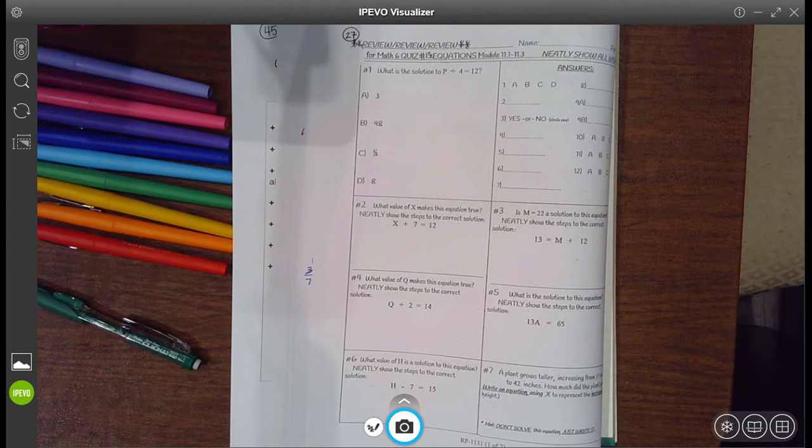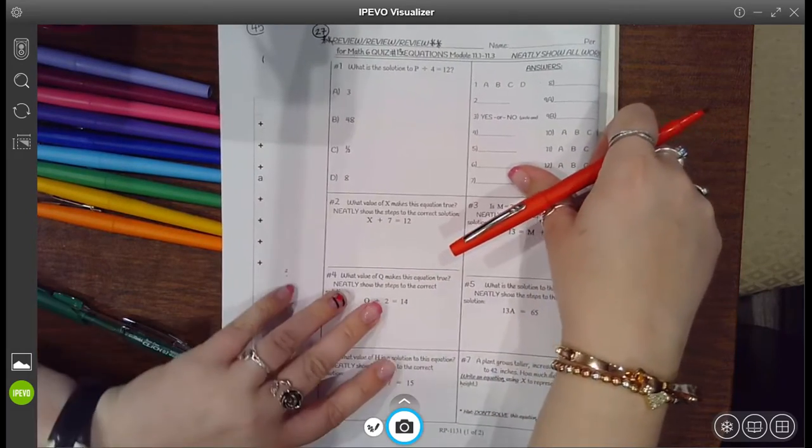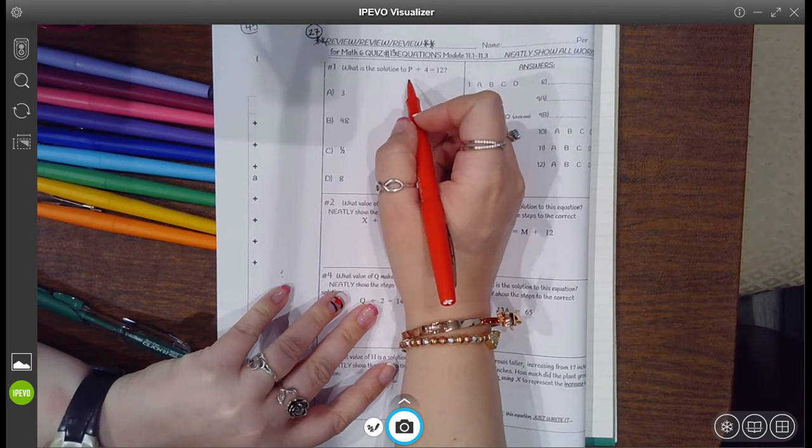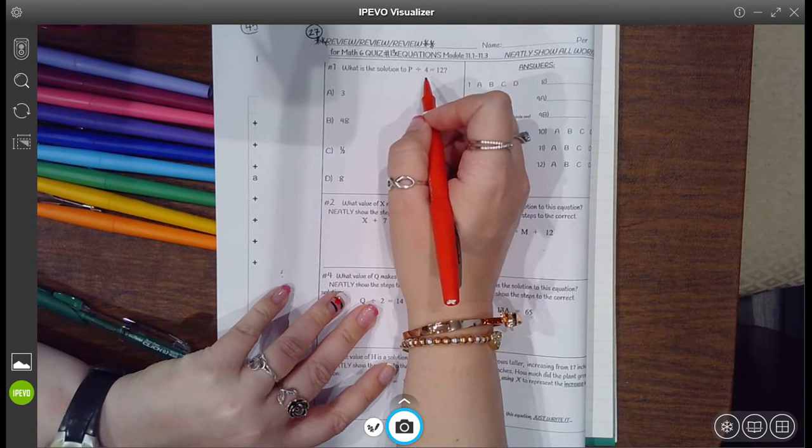Are you ready? Okay, as usual, always feel free to pause the video, give it a try yourself first, and then unpause it and follow along with us and check your answer. And you can speed up, slow down, rewind, whatever you feel like doing. Okay, number 1, what is the solution to p divided by 4 equals 12?